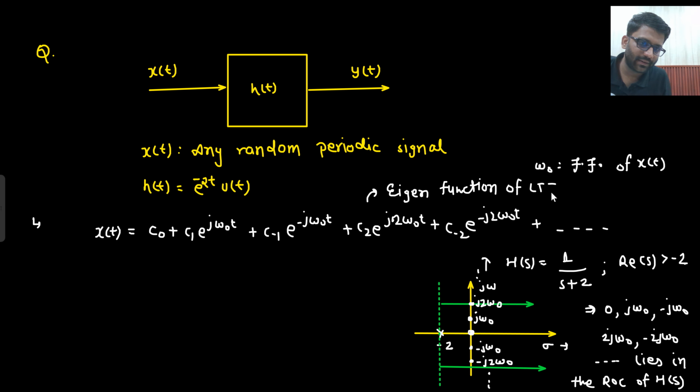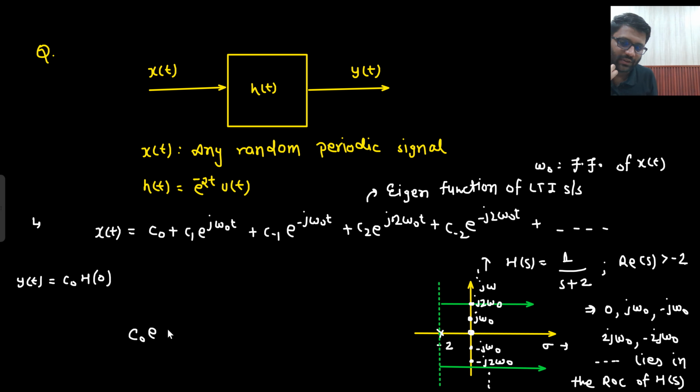So can you write down the output y(t) very easily? Yes, very easily I will be able to write down the output y(t), because for the first one, c naught will come as it is. What is the eigenvalue? The eigenvalue will be h of 0, right? Do you see this? c naught can be written as e to the power 0 t. So what will be the output? e to the power 0 t only. c naught is a constant value. It will be multiplied with the factor of h of s naught. What is the value of s naught?